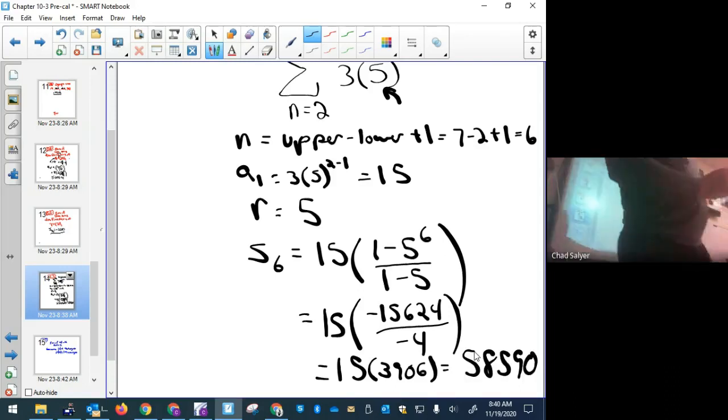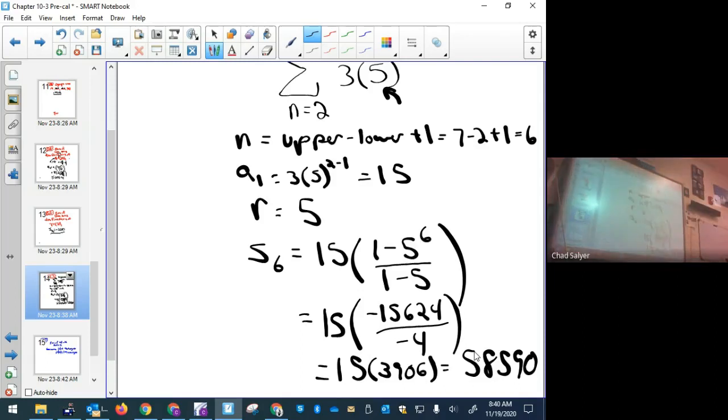Of course, a really easy way to check your answers here is to use the summation function on the calculator and just plug in those values. Assuming you have a recent enough one to include that summation, which I believe we all did.